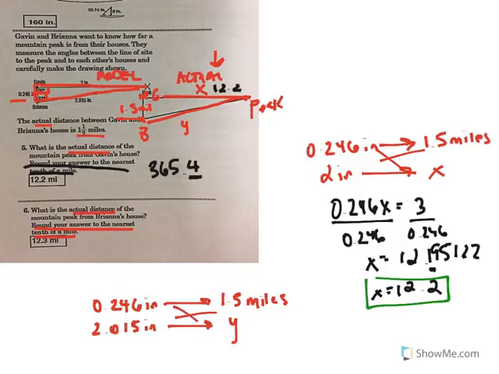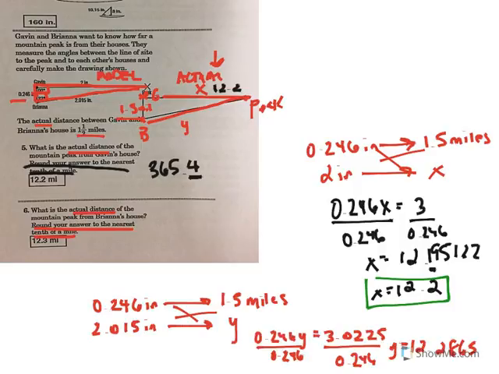So let's cross multiply, and we get 0.246y equals 3.0225. I divide both sides by 0.246 to get y by itself. I get y equals 12.2865. Now remember, the question told me to round my answer to the nearest tenth of a mile. So I'm going to have to round to this digit right here. The number after it is 8, so I'm going to round up the 2 to 3, and I get 12.3.